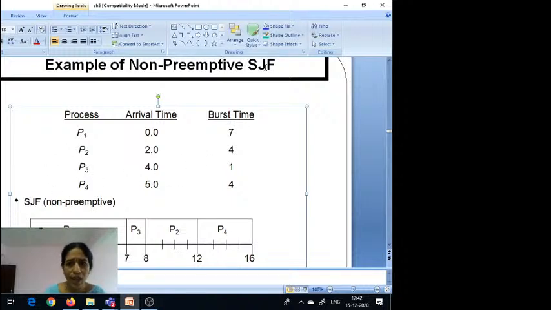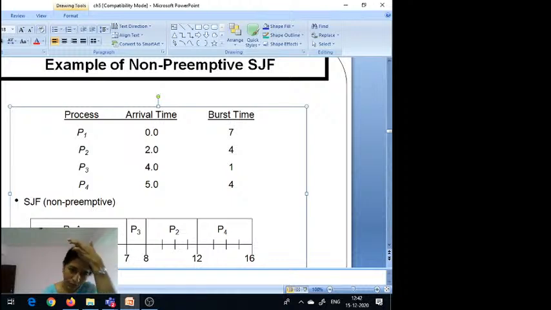Now which one had the shortest burst time? That is selected first, so the P3 process is selected first. After completion of this one, the next, P2 and P4, both have the same burst time, so P2 is processed first, after that P4. Here you can observe 0 to 7.